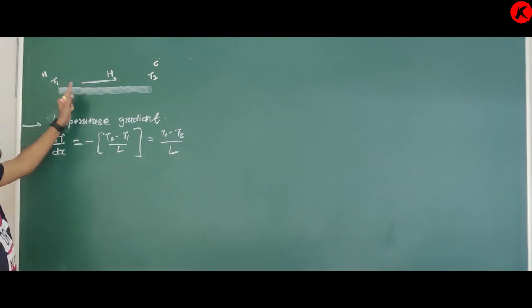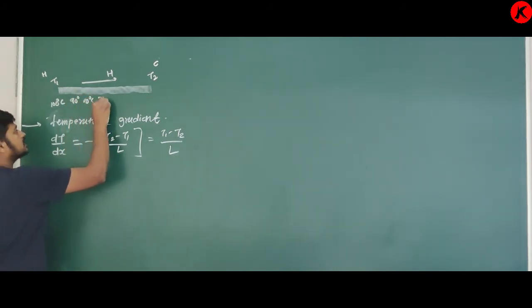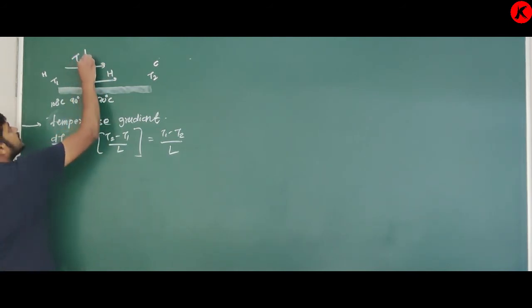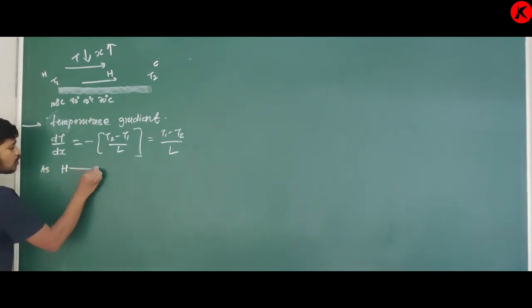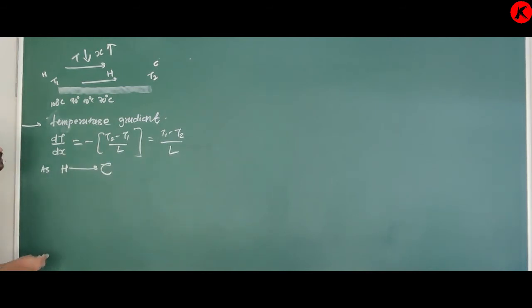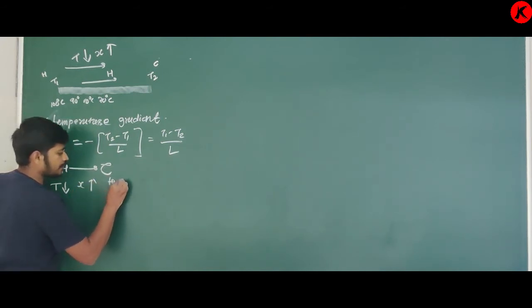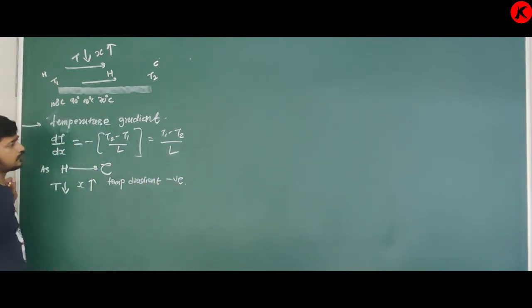As you are moving from higher temperature towards lower temperature, temperature decreases. For example, it is 100 degrees Celsius, then 90, then 80, then 70 degrees Celsius. So as you are moving from the hotter end towards the colder end, temperature decreases while distance increases. So the temperature gradient answer will become negative.